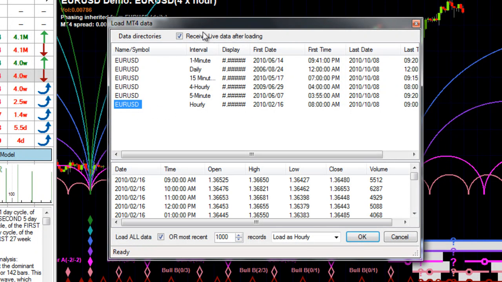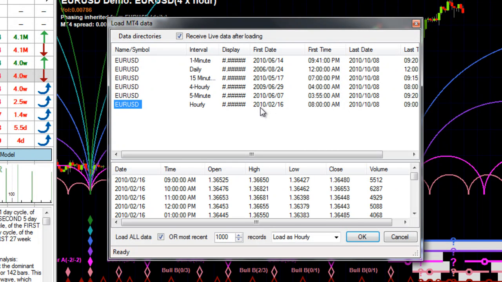Now, how much do I want to load of the hourly chart? I've got data going all the way back to February of 2010. Of course, I only want to inherit the phasing going back to the 18-month trough that we discovered in June. Now, June is about 4 months ago. So how many hours is that?